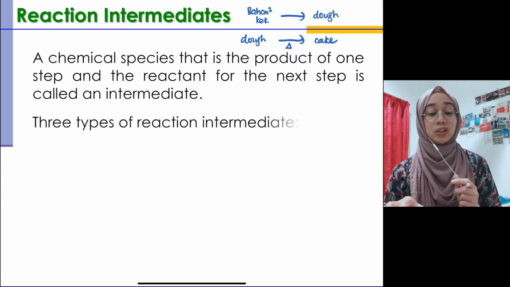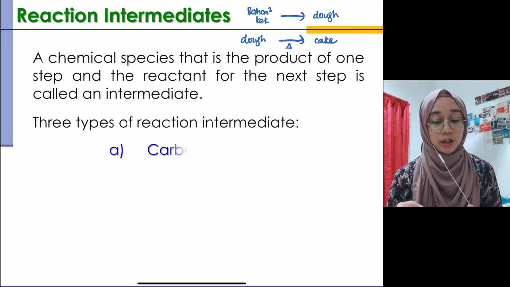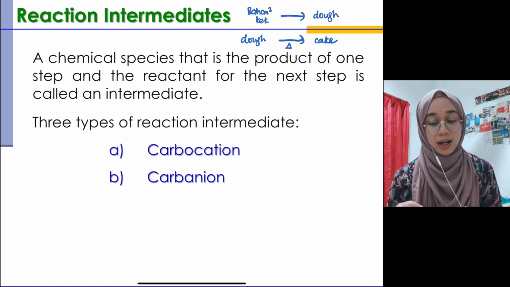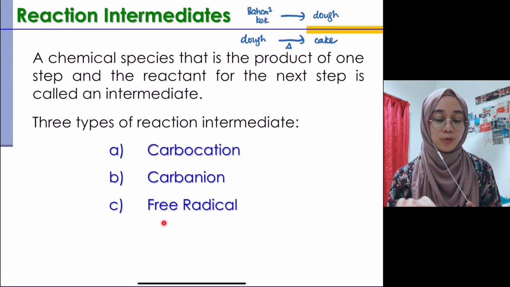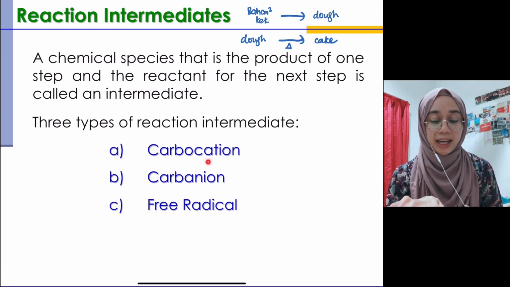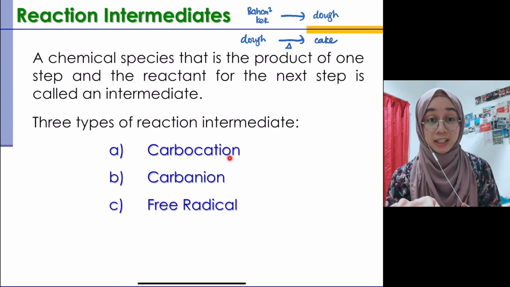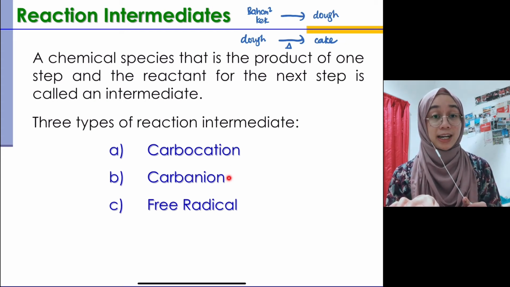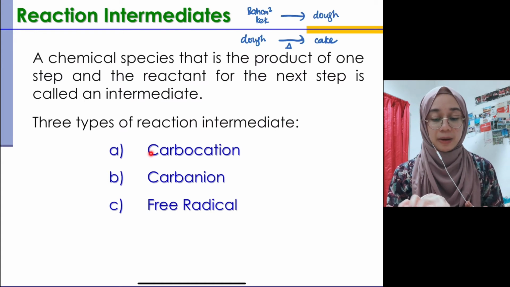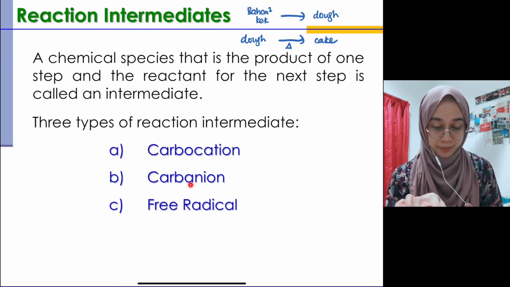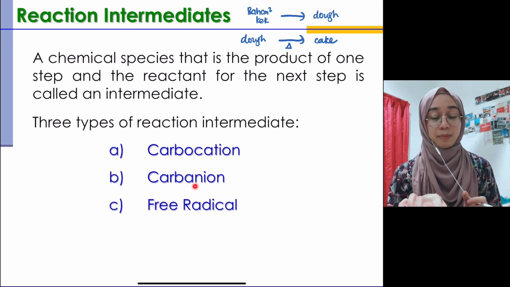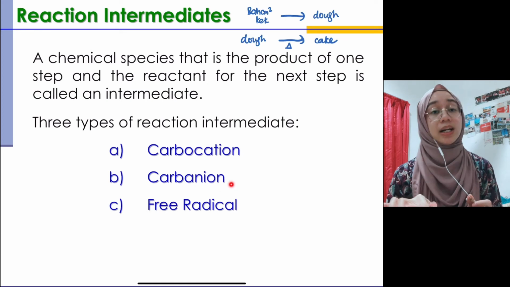Okay, so there are 3 types of reaction intermediates. So kita ada carbocation, carbanion and also free radical. So I think free radical kamu dah tahu dah apa. Cation kamu tahu apa, positively charged particle. Anion kamu dah tahu kan, so itu adalah negatively charged particle. Kenapa mana datang carbocation ni? Carbon ni mewakili carbon, carb kat sini pun mewakili carbon, bermaksud carbon yang mempunyai charge positif, carbon yang mempunyai charge negatif.